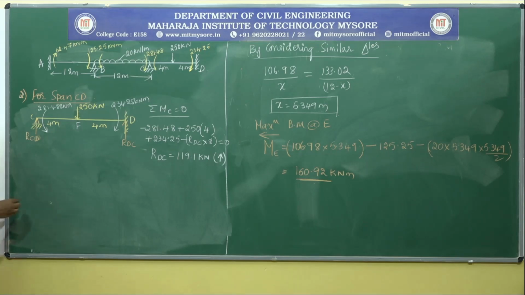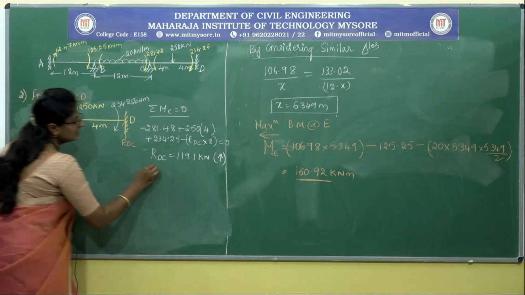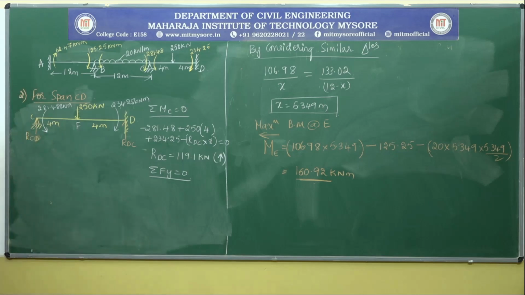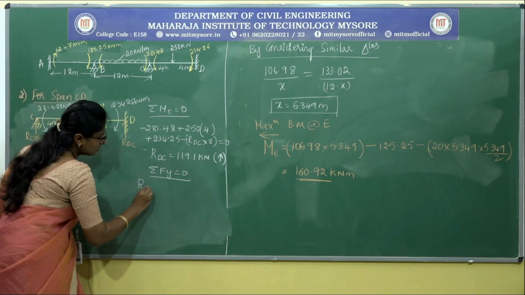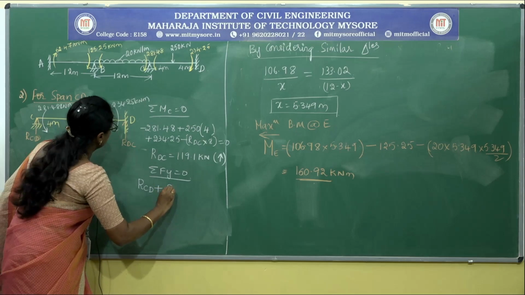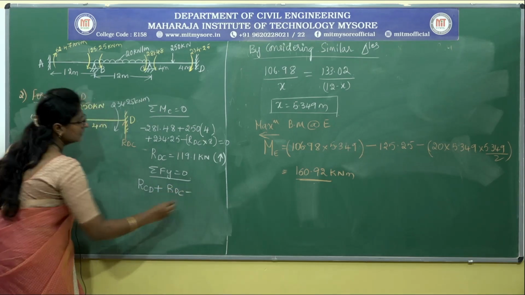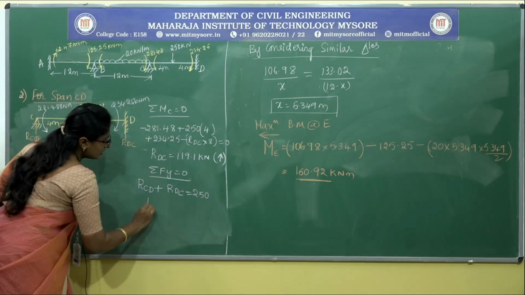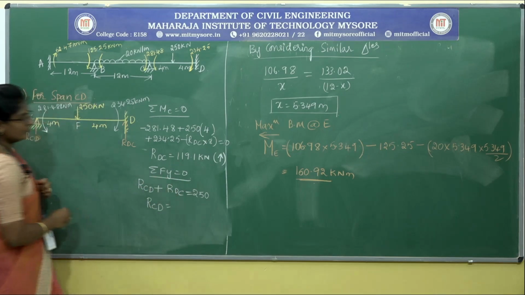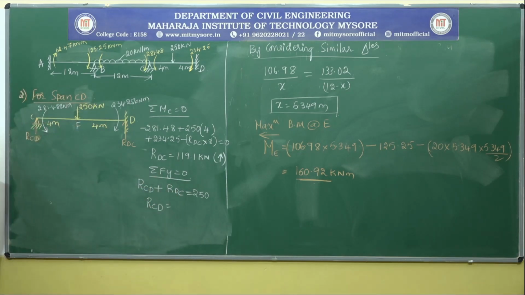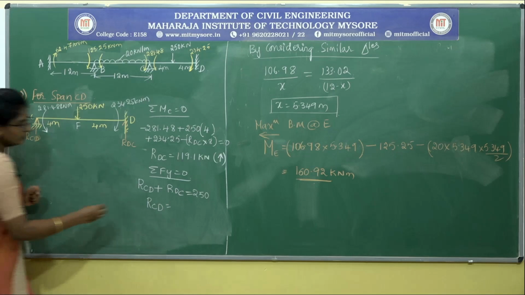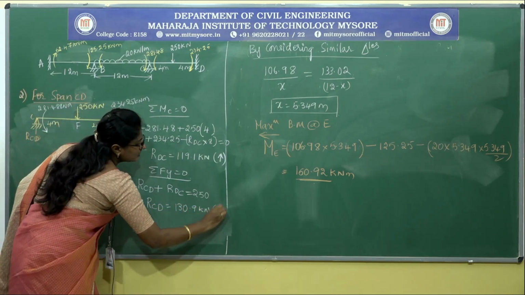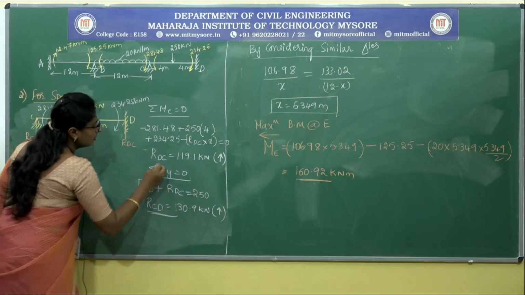Okay. Next, we shall consider the sum of all the upward forces equal to 0. Here, what are all the upward forces? RCD plus RDC minus 250 is equal to 250. So what is RCD here? Upon substitution, the value of RCD is equal to 130.9 kilonewton. Since it is positive, I consider the upward direction.